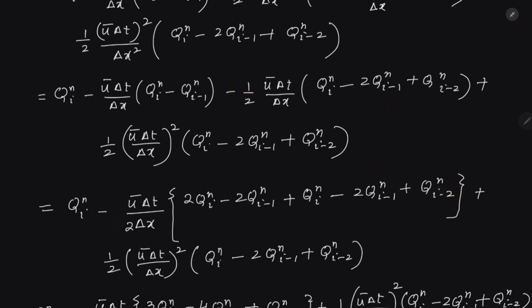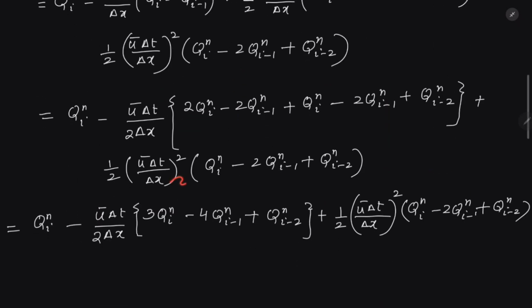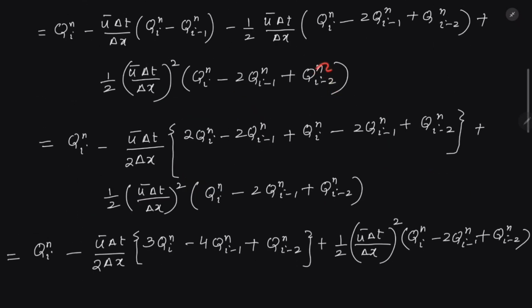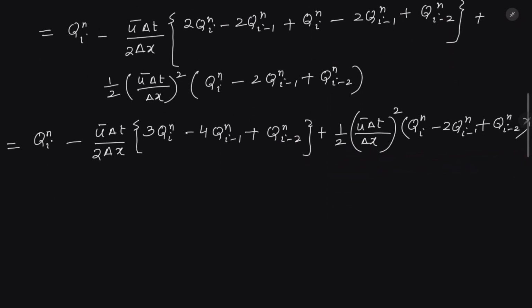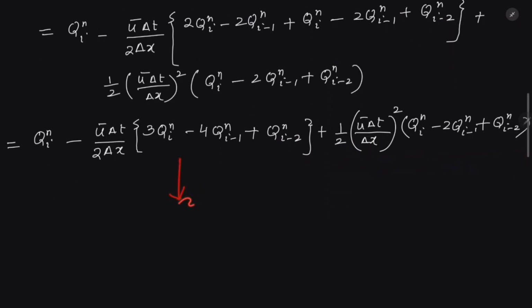And we get q_{i-2} plus. The last term remains the same. So after adding these terms, for example, this becomes 3q_i, and adding these two terms we get minus 4q_{i-1}, and finally the last term is plus q_{i-2}, and the last term remains the same. This is the Beam-Warming method. This is called the Beam-Warming method.